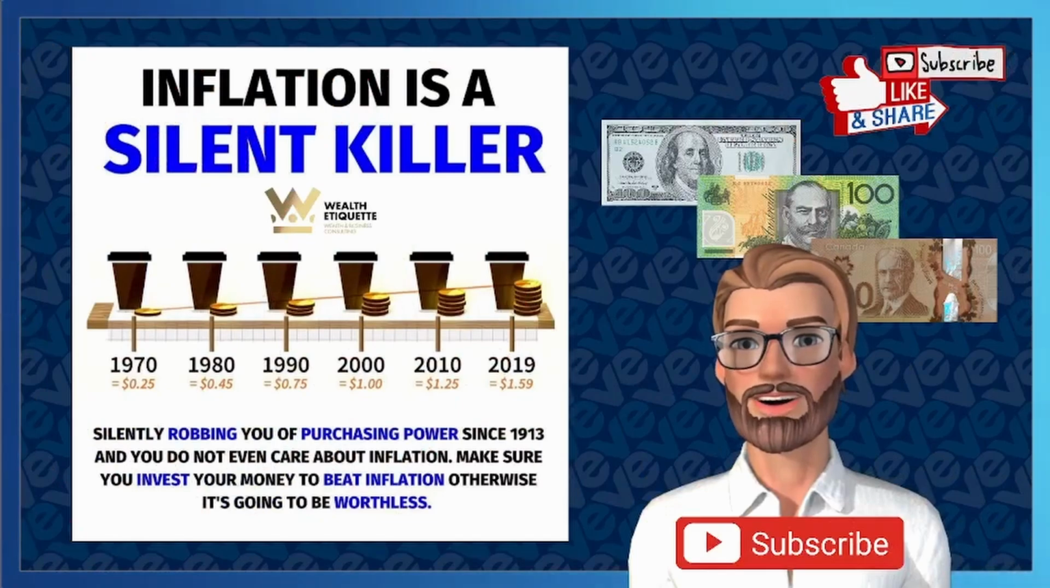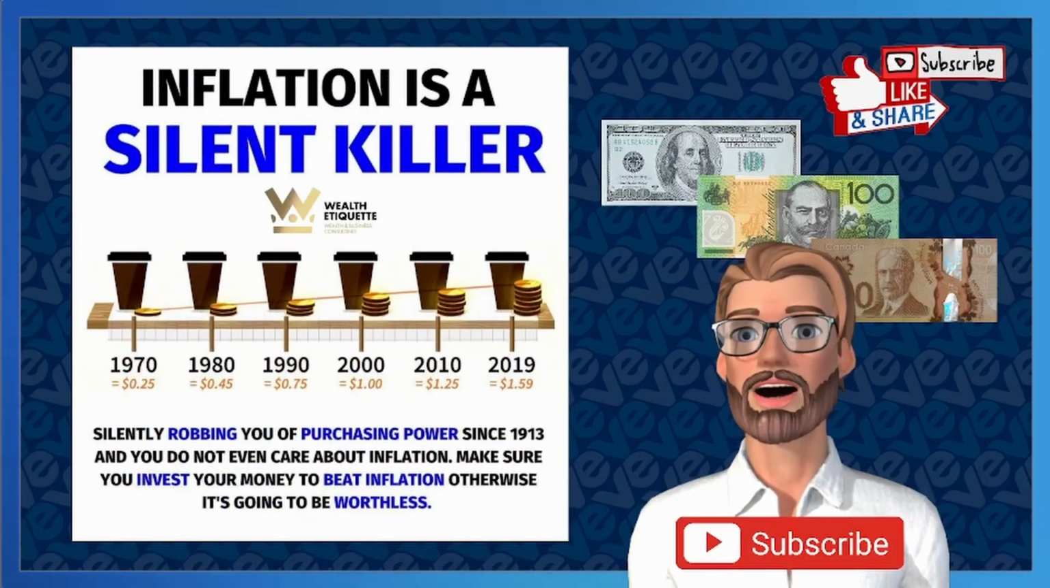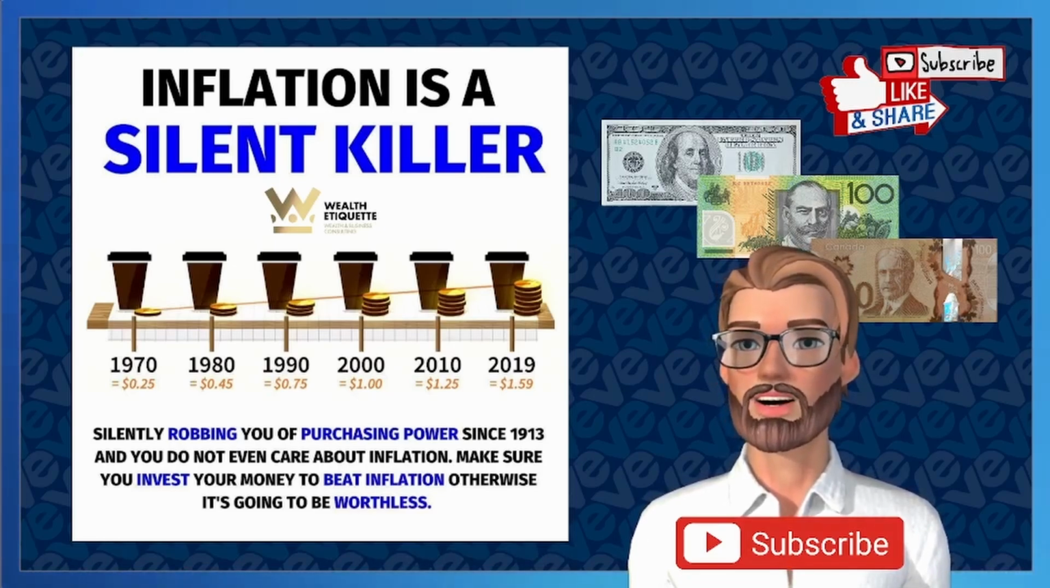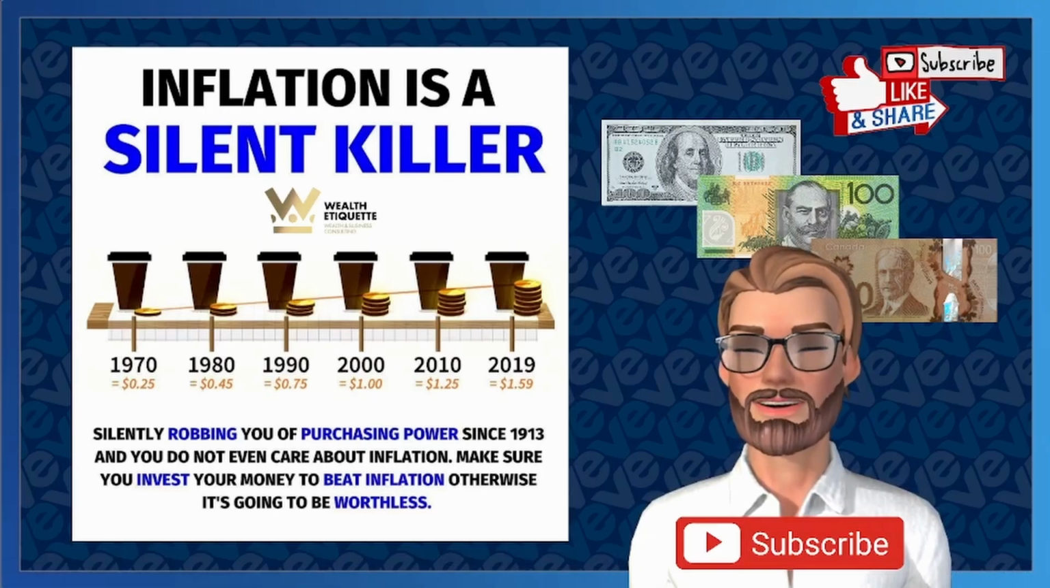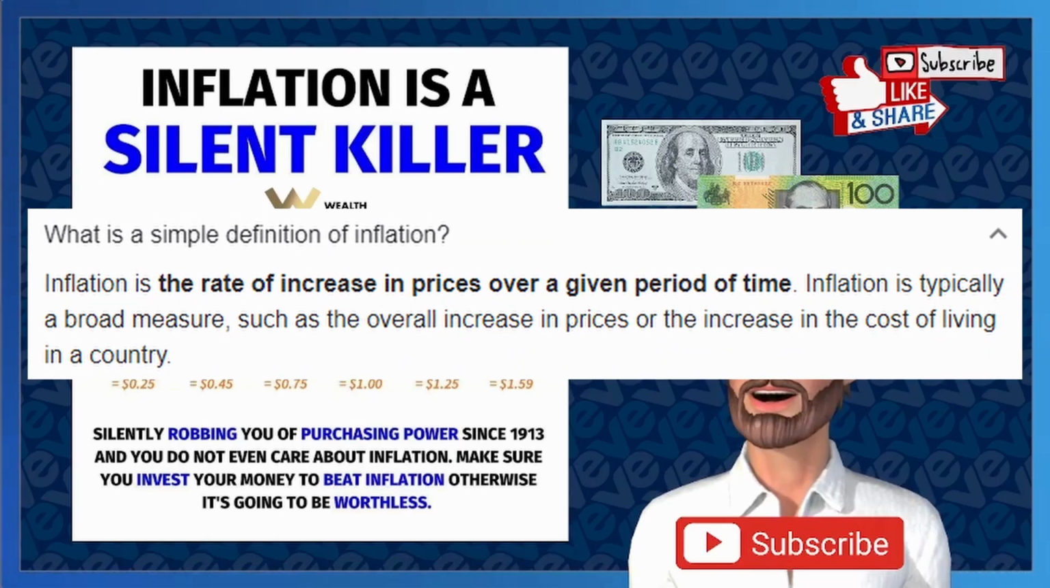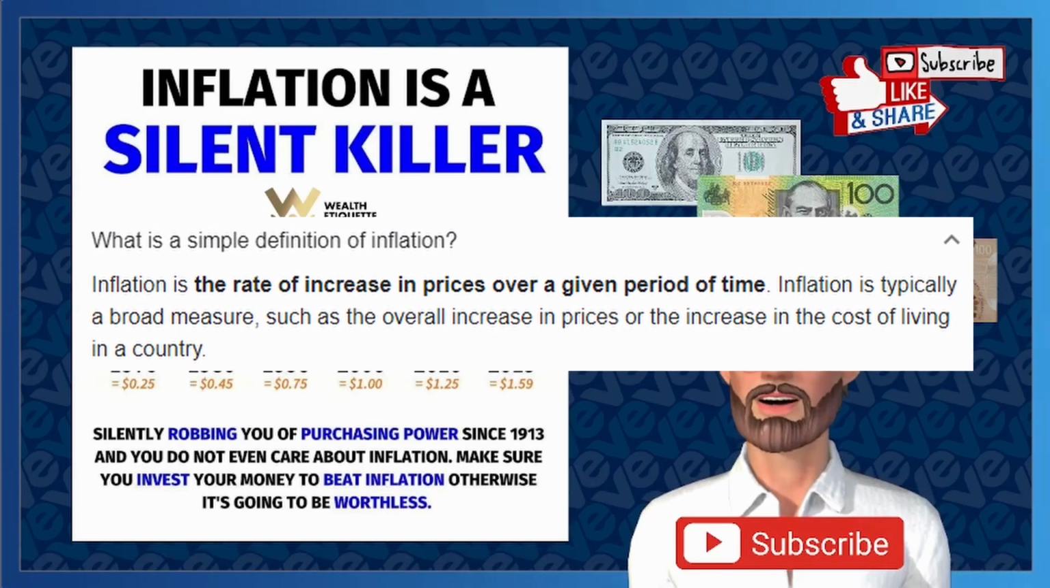All right, guys, kicking it off, let's start off with inflation first. So inflation is a silent killer, silently robbing you of purchasing power since 1913. Make sure you invest your money to beat inflation, otherwise it's going to be worthless. So let me elaborate on this point. For those of you guys who don't know, inflation is the increase in prices of goods and services in the economy.